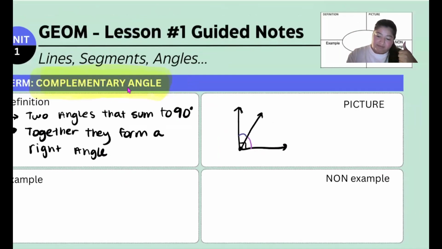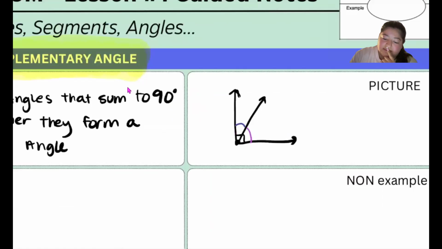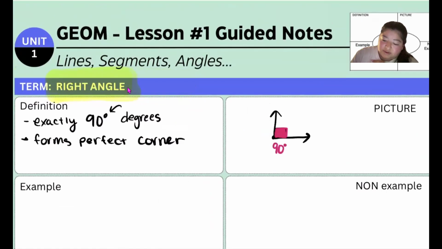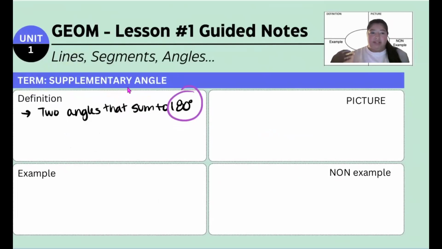All right, we are going on to our very last one, supplementary angles. Two angles that add up to 180 degrees. Now, let's go back to this one. A right angle is 90 degrees, correct? What if I have two right angles? One and then another one back to back. It'll form what on the bottom? It'll form a straight line.